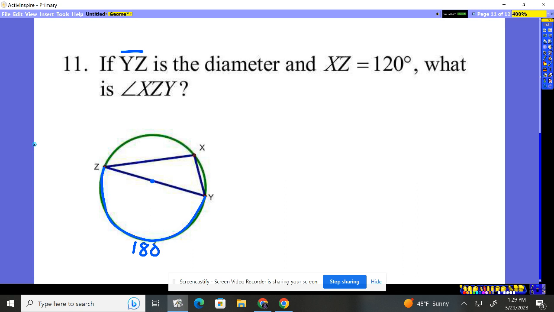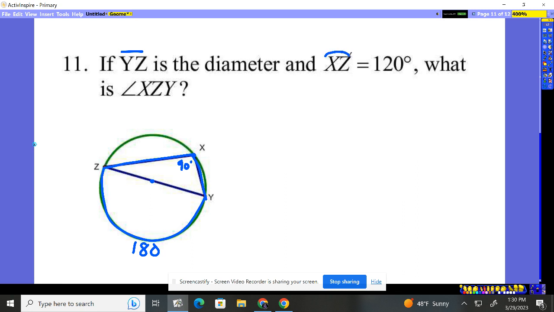Now, it also tells me that this inscribed angle right here to there is 90 degrees. So I know I now have 90. With it telling me that's the diameter, I can figure out that inscribed angle has to be 90. What else does it give me?